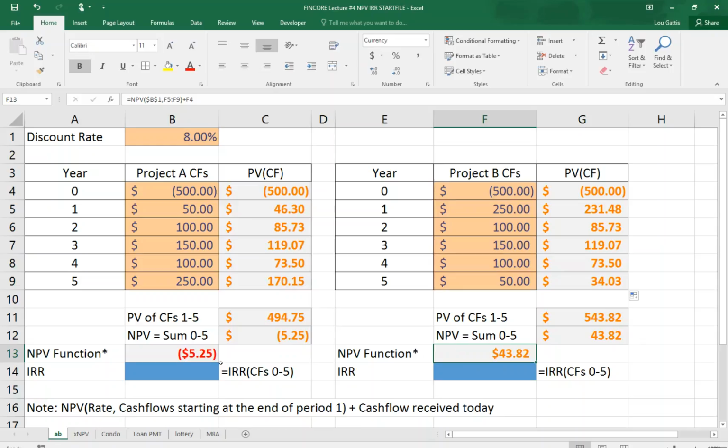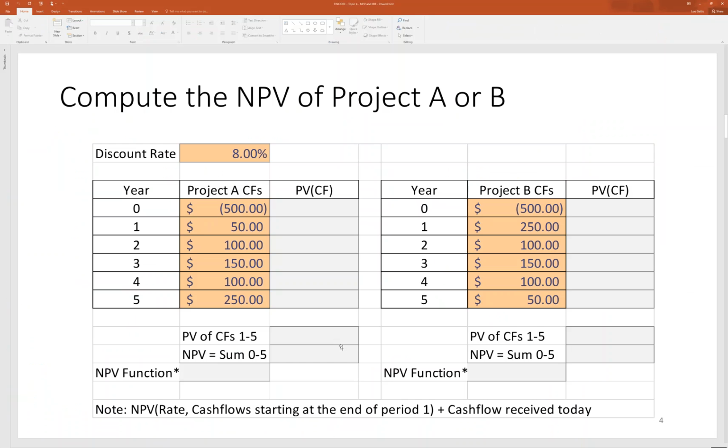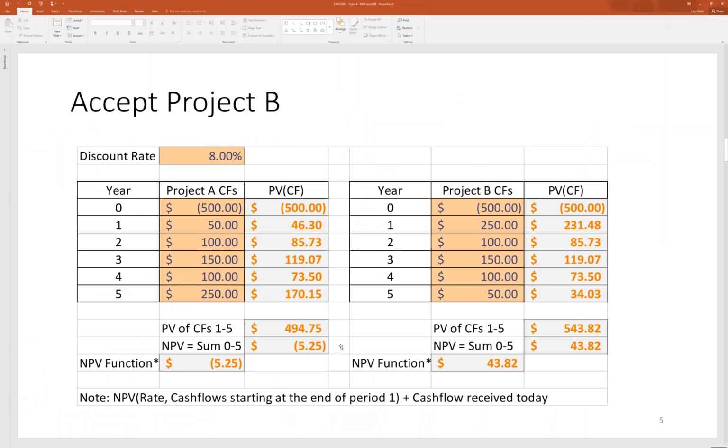So in this case, we would accept project B because it creates value, which means that the investment's return on its $500 investment is greater than its discount rate of 8% or its cost of capital. Project A, on the other hand, its return must be less than 8% and therefore we will not do the project. So that's NPV.